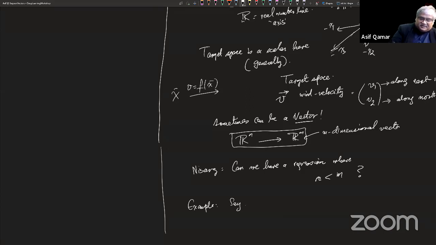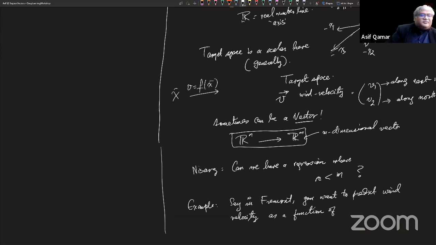The example was, say in Fremont, you want to predict wind velocity, not wind speed, but wind velocity, as a function of altitude. And you can think of all sorts of other examples. But the fact is, yes, you can.